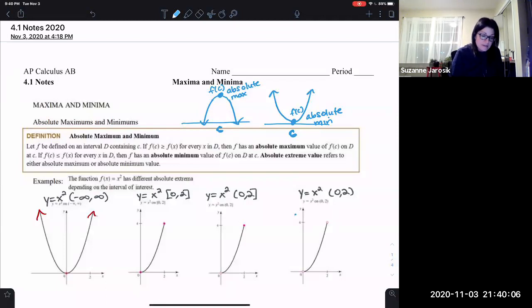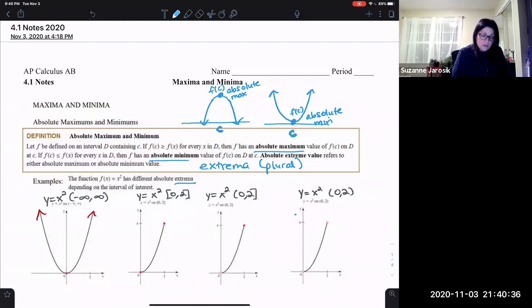So the next sentence reads, if f of c is less than or equal to f of x for every x in D, then f has an absolute min. So you've got your absolute min, you've got your absolute max. Absolute extreme value refers to either absolute maximum or absolute minimum values. So extrema is the plural for extremes, okay? So you might see the word extrema as well. You actually see it right there.